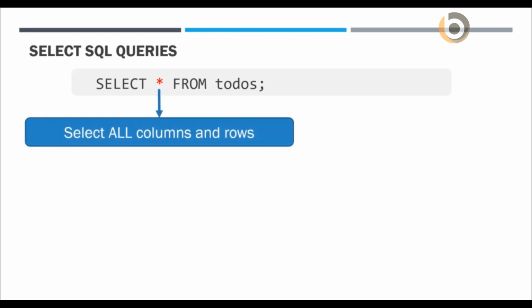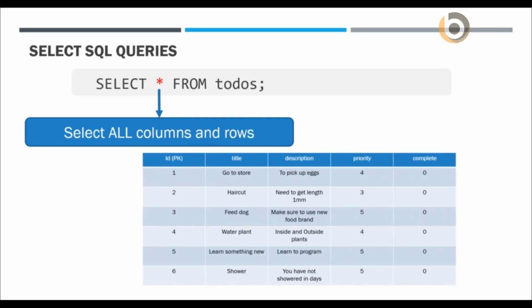Now in SQL, an asterisk means all columns and rows. So with this example, we are saying select all rows and all columns from our to-dos table, which in reality would just give us everything in that table. So all 6 records we currently have saved in our database will be displayed on the screen.